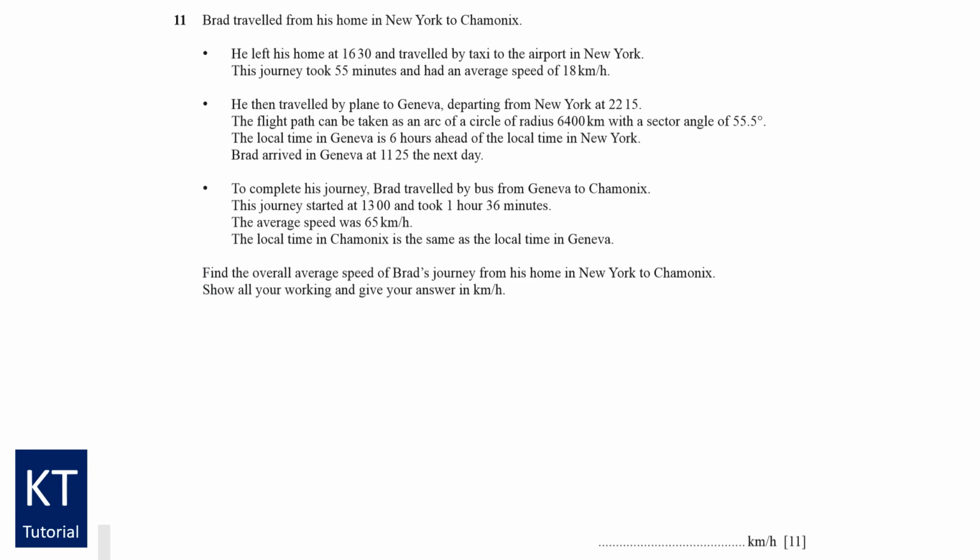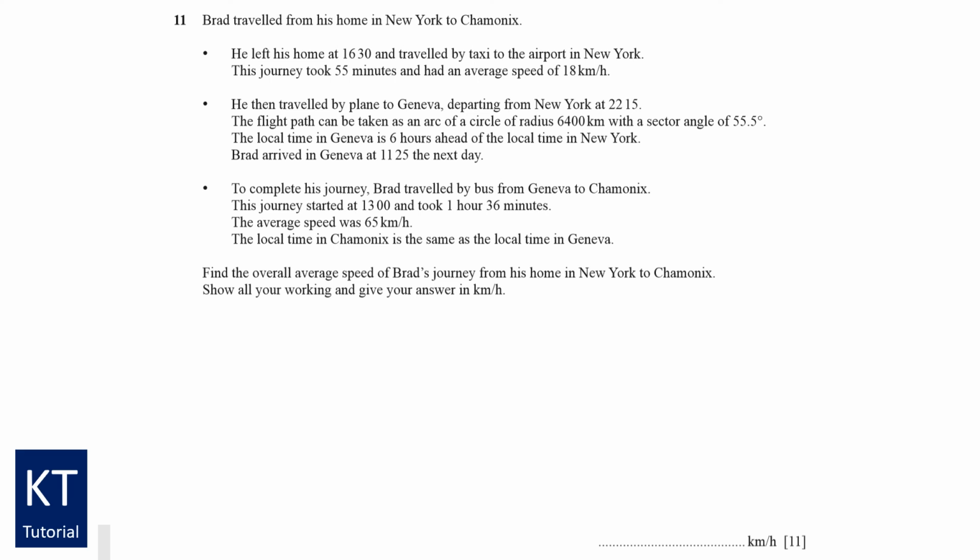Question 11. Brad traveled from his home in New York to Chamonix. He left his home at 16:30 and traveled by taxi to the airport in New York. This journey took 55 minutes and had an average speed of 18 kilometers per hour. He then traveled by plane to Geneva, departing from New York at 22:15. The flight path can be taken as an arc of a circle of radius 6,400 kilometers with a sector angle of 55.5 degrees. The local time in Geneva is 6 hours ahead of the local time in New York. Brad arrived in Geneva at 11:25 the next day.